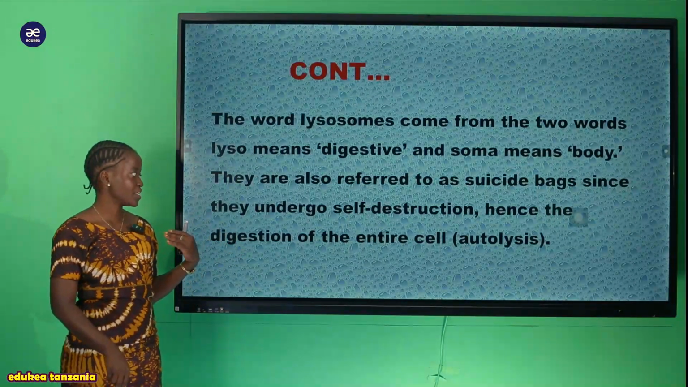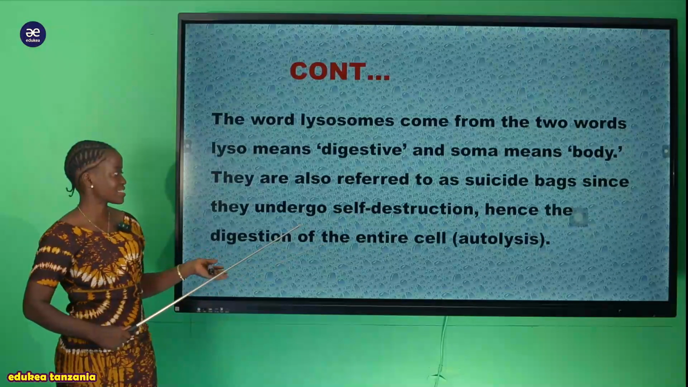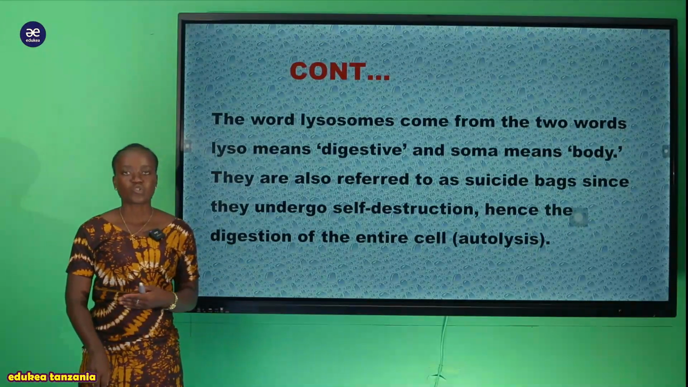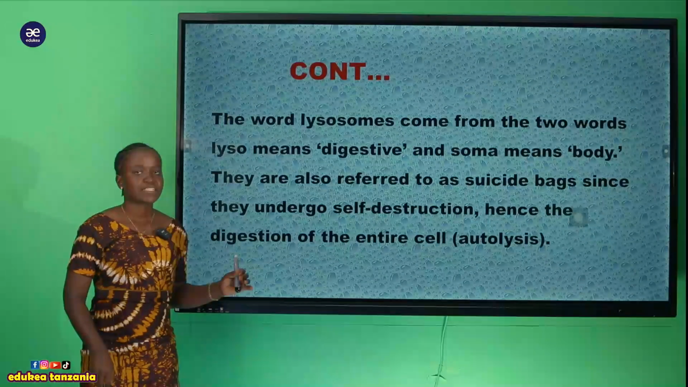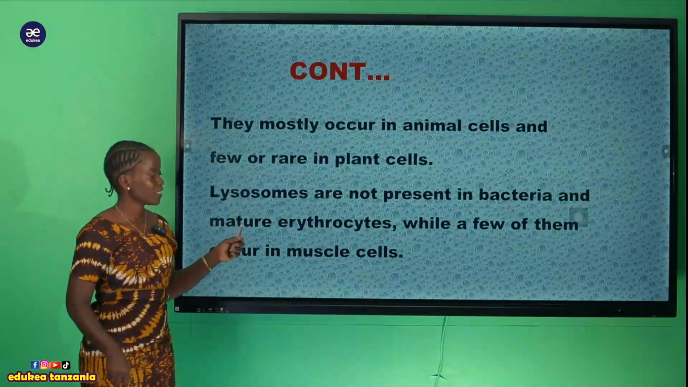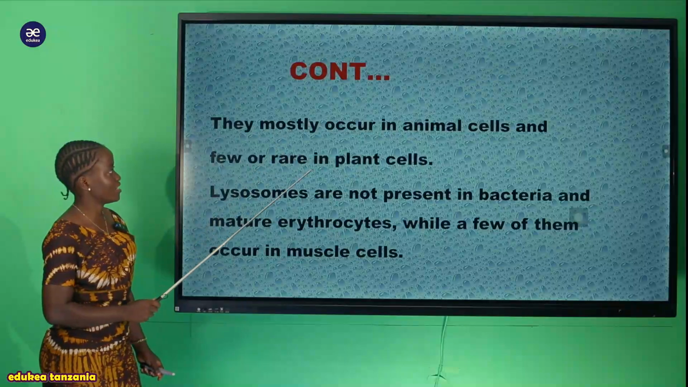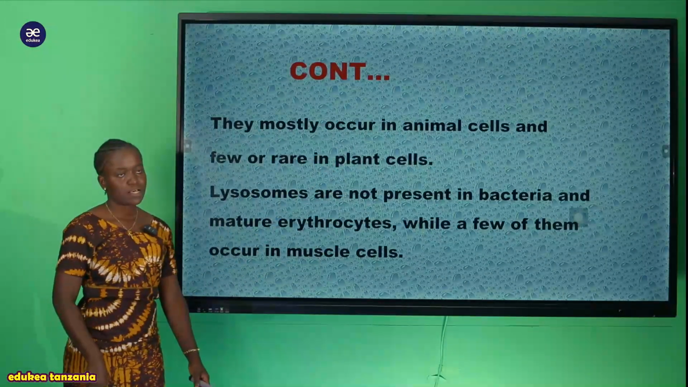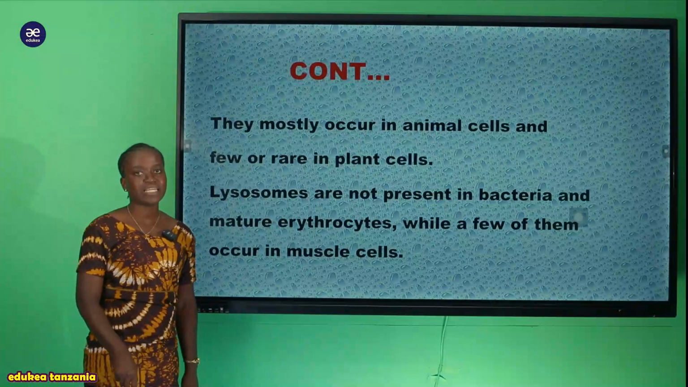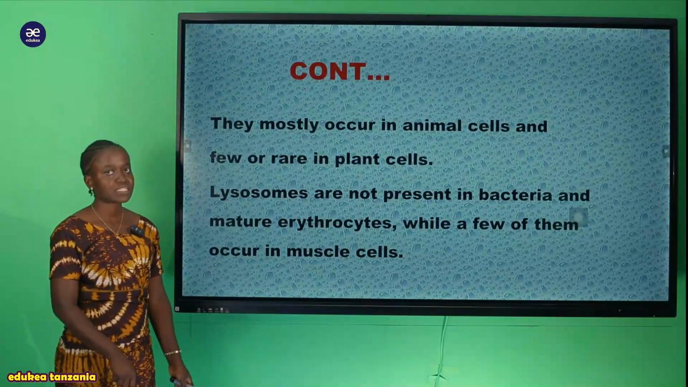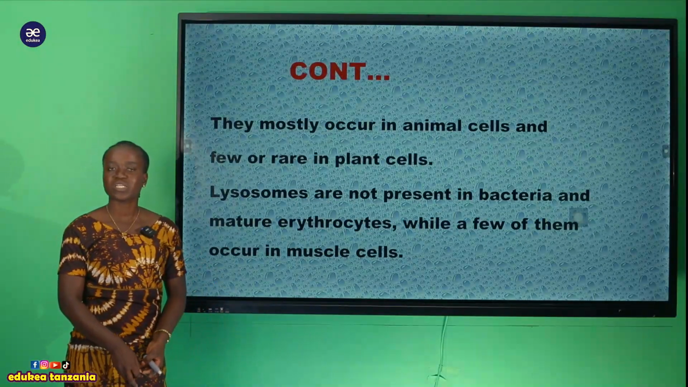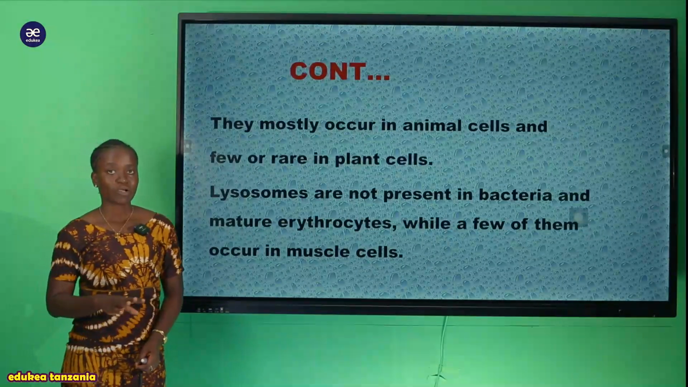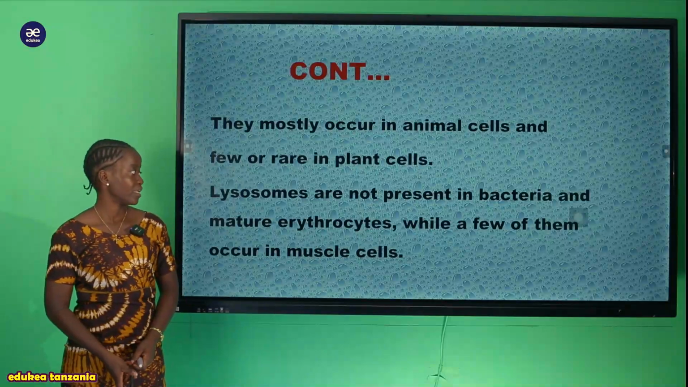But here you have to know that this suicide bag is just a self-destruction of a cell that results in the destruction of the entire cell. And it mostly occurs in animal cells, and is very rare in plant cells. So this autolysis mainly occurs in animal cells, and very rarely can you find it in a plant cell, but mostly it occurs in animal cells.